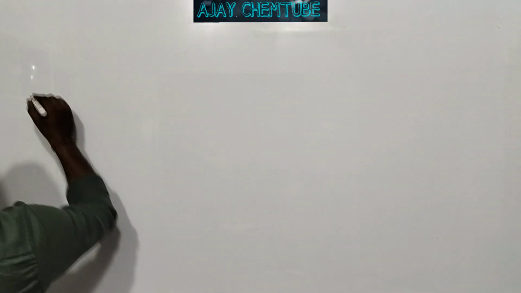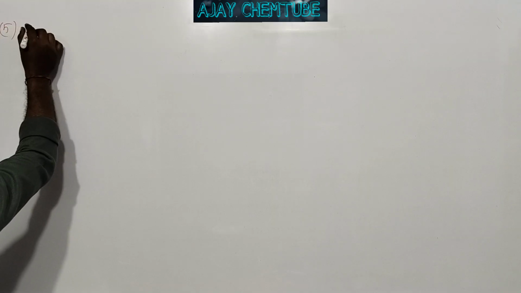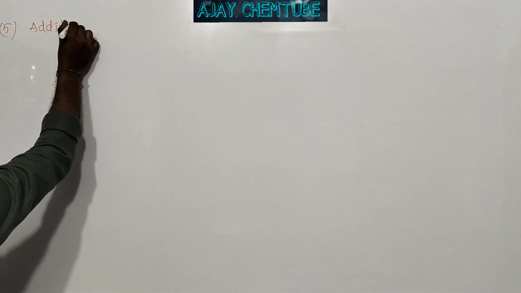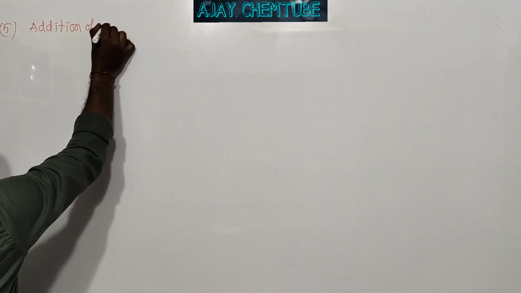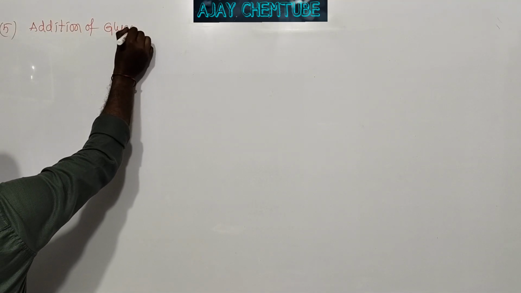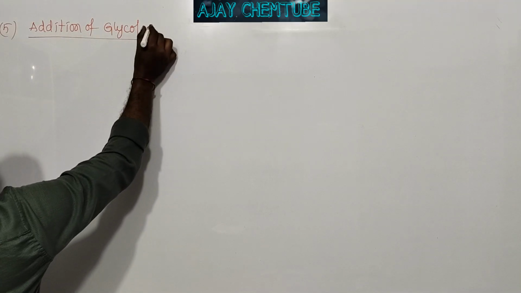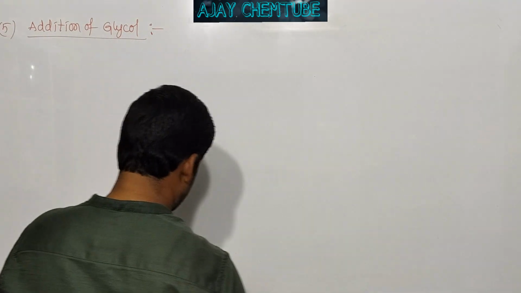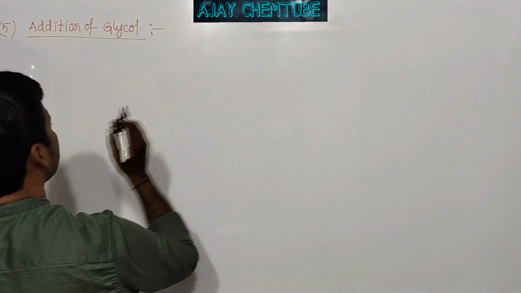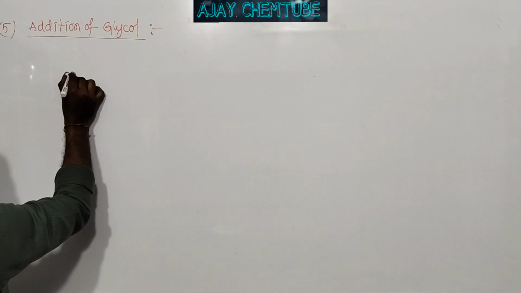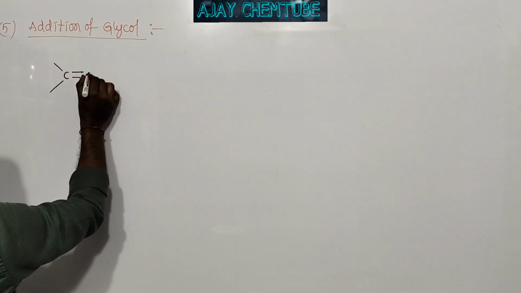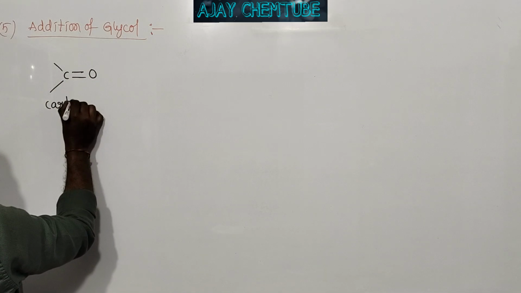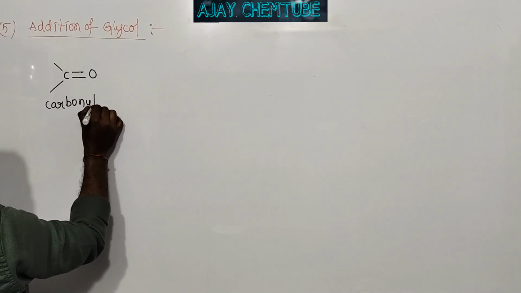Next, fifth example. Addition of glycol. Glycol is also alcohol. Addition of glycol, ethylene glycol, like that. 1,2 diols are called glycols. When ethylene glycol is added to a carbonyl compound, so this is the carbonyl compound. Carbonyl compound means that it may be aldehyde or ketone.